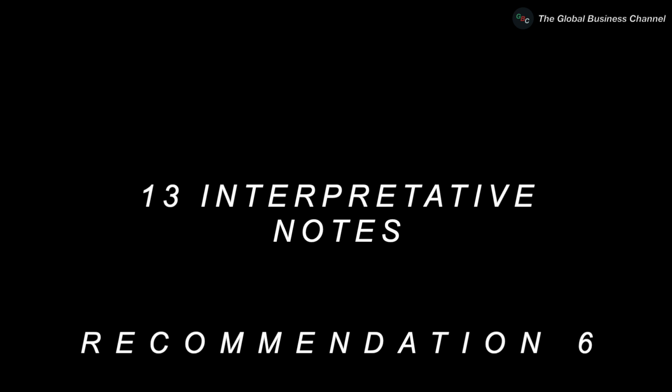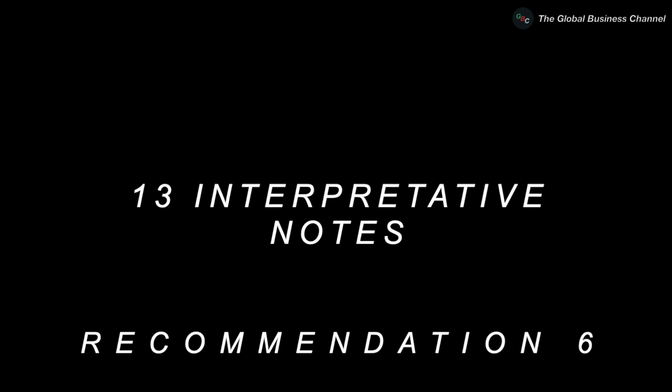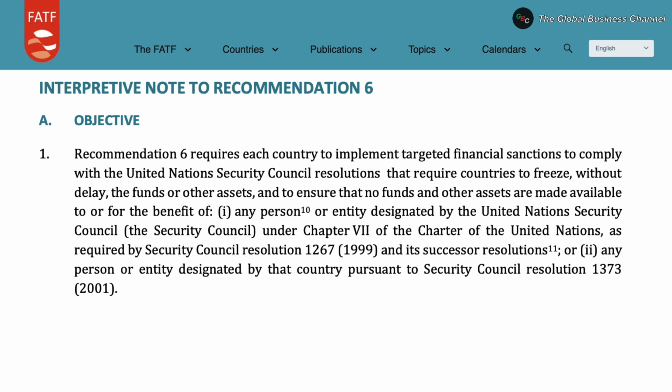We will now be reviewing and summarizing the 13 interpretative notes accompanying this recommendation. Interpretative Note 1 regarding the recommendation's objective states that Recommendation 6 mandates countries to implement targeted financial sanctions in alignment with the UNSC resolutions. These sanctions focus on freezing without delay the funds or assets of individuals and entities designated under Chapter 7 of the UN Charter. This includes those identified by the UNSC under Resolution 1267 of 1999 and its successors, as well as those designated by the respective country in line with UNSC Resolution 1373 of 2001. The primary aim is to prevent terrorism financing by restricting access to financial resources.